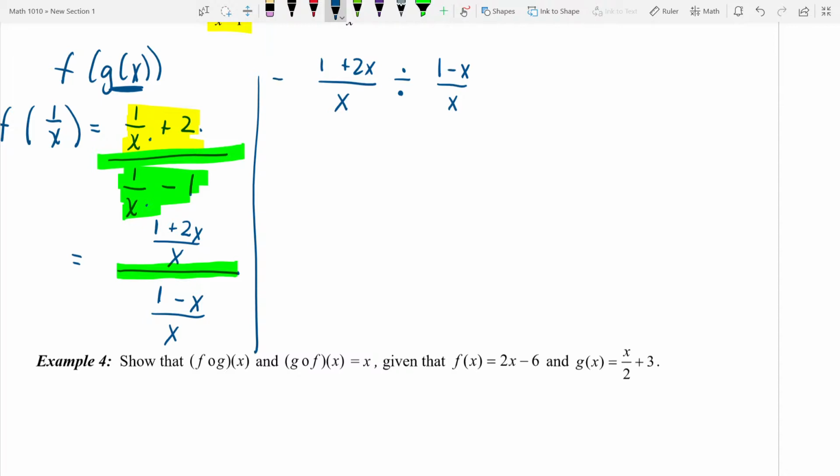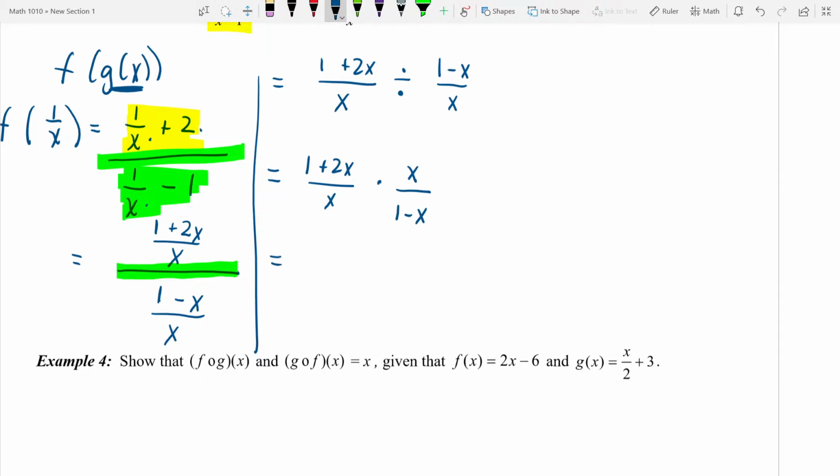Do you remember how to multiply fractions? Do you remember what you're supposed to do? Change it to a multiplication, and what do? Flip it. Yeah, which one do you flip? The first one or the second one? The second one. So you have 1 plus 2x over x multiplied by x over 1 minus x.